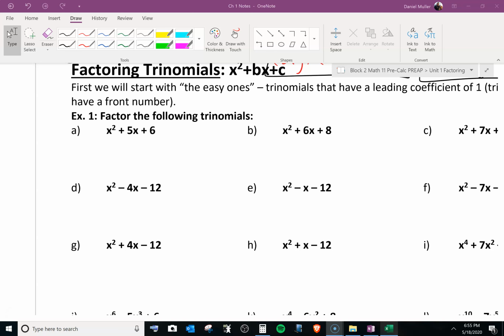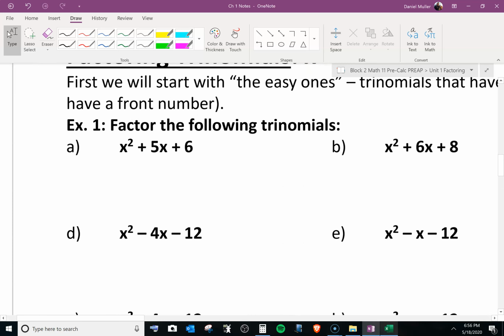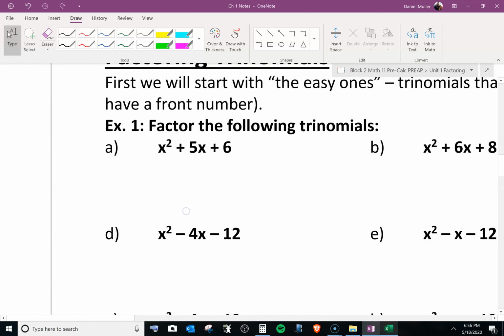Okay, here we are. We're going to factor some trinomials. There are many ways to actually do this, but I'm just going to show you the way that I'm going to do it. And it's going to seem pretty easy for something like this, and it might not make sense, but it will make sense later on.